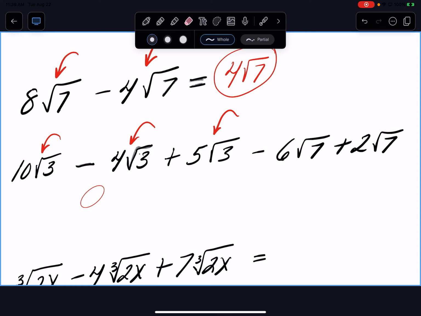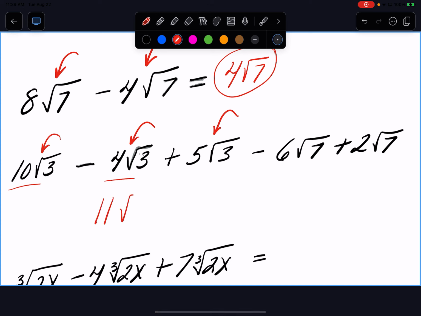It's 11 apples. So it's 10 minus 4, isn't that 6? 6 plus 5 is 11, so we have 11 apples. Now look, we have minus 6 oranges plus 2 oranges. That's not minus 8. Minus 4. Minus 4 oranges, done.